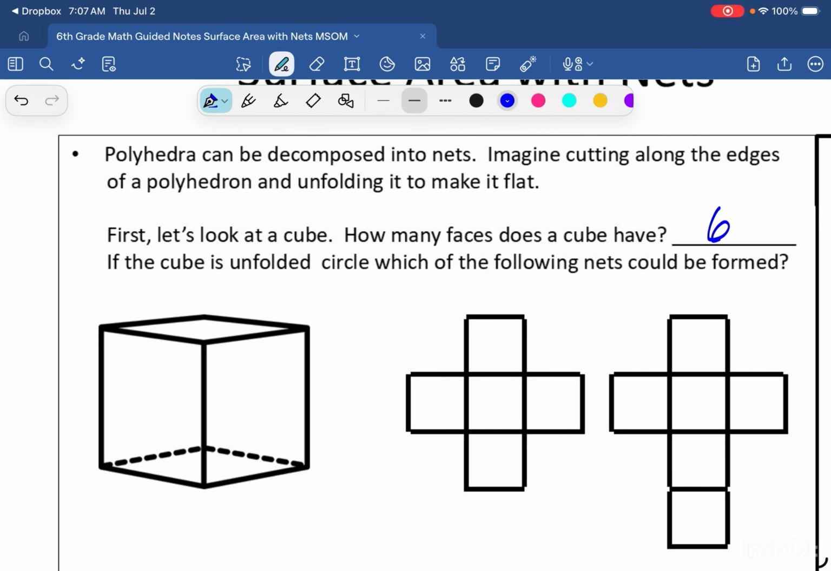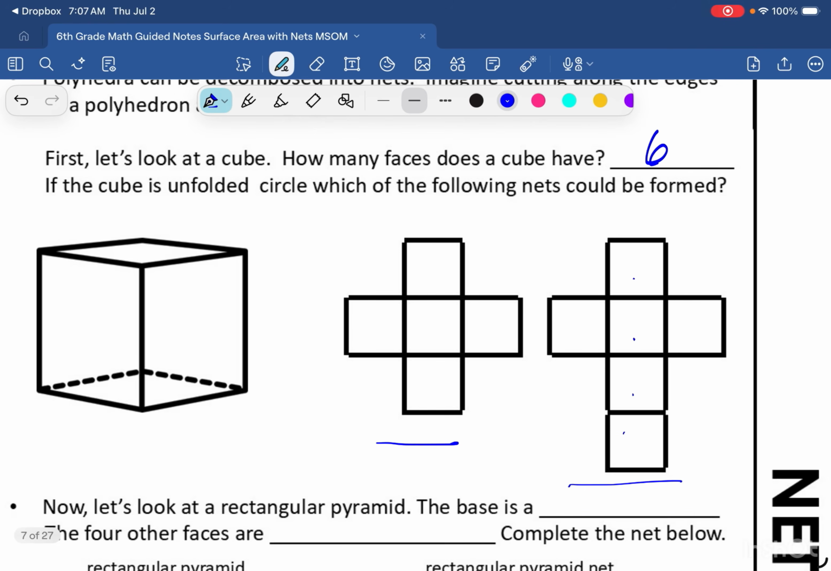If the cube is unfolded, which of the following nets could be formed? So if we take this cube and we unfold it, is it going to make this net or this net? Well, since a cube has 6 faces, this one to the right also has 6 faces. This one only has 5, so that one wouldn't work. It would be this one right here.